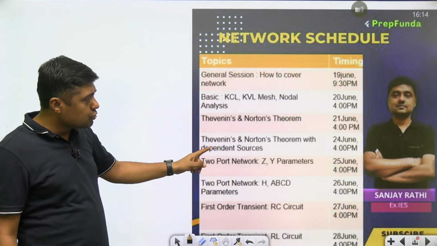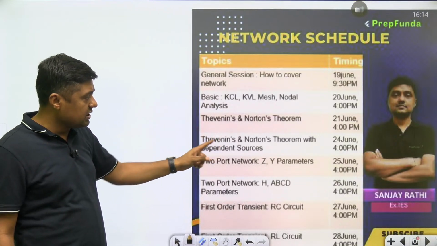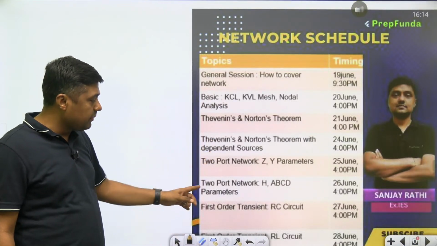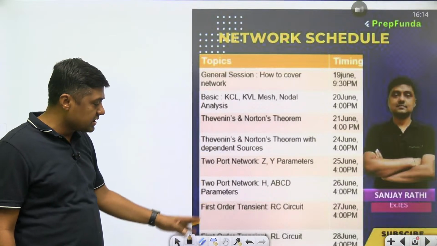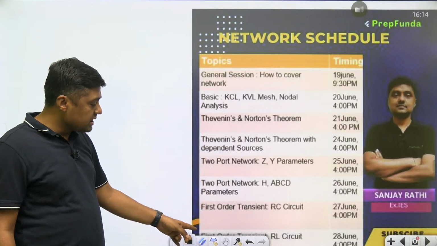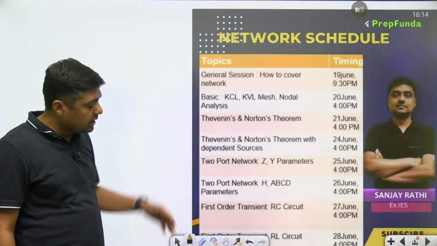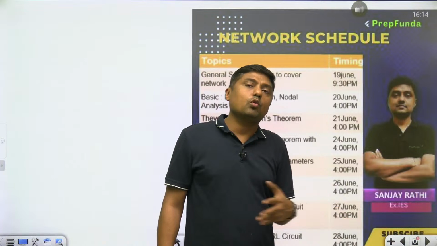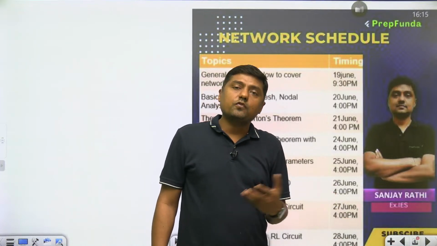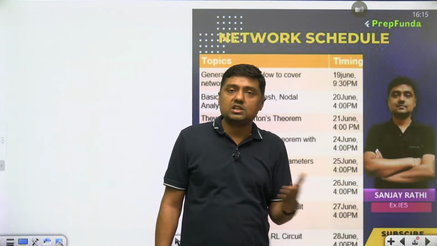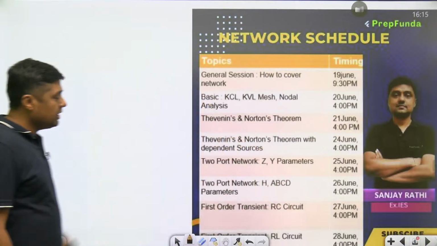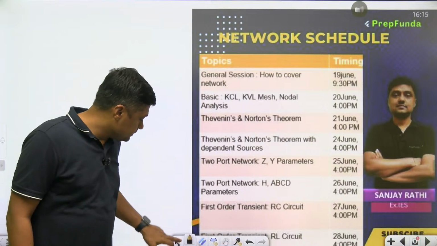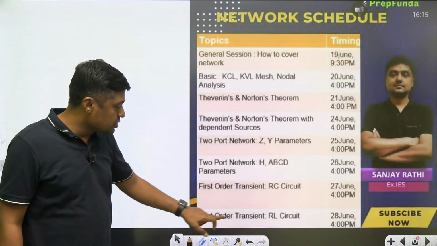On 24th June at 4 p.m. I have Thevenin's and Norton's theorem with dependent sources. Then, guys, two-port network, Z and Y parameters, H, ABCD. So first please take a screenshot of that. First order transient, and first order transient for RL circuit. And according to your response, I will cover next topics like steady state analysis of sinusoidal signal, resonance, series and parallel resonance and so on. Yes, this is the series. This is the first order transient RL circuit.